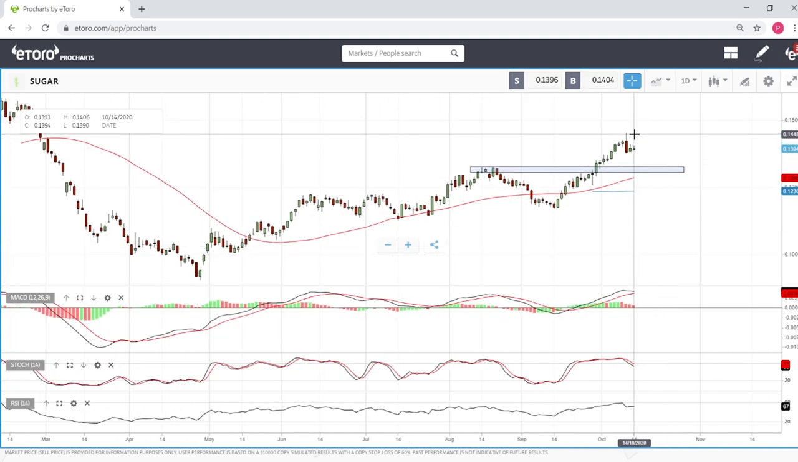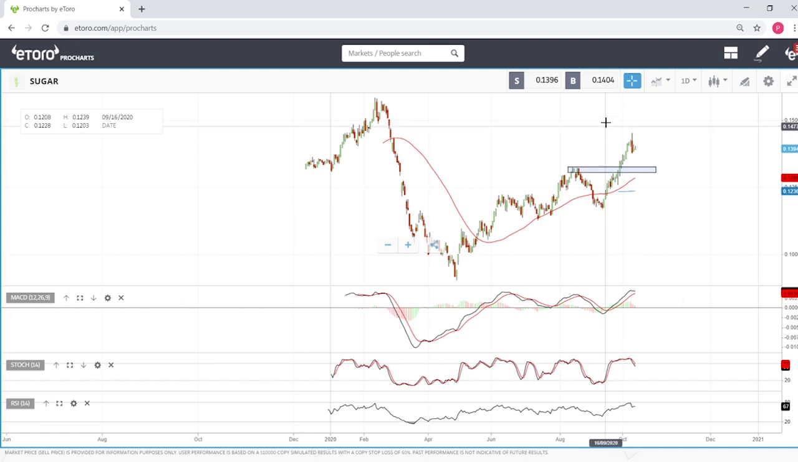If we go higher, a break above 0.1450 will lead us all the way to this area at 0.1495, and then all the way to 0.1590.